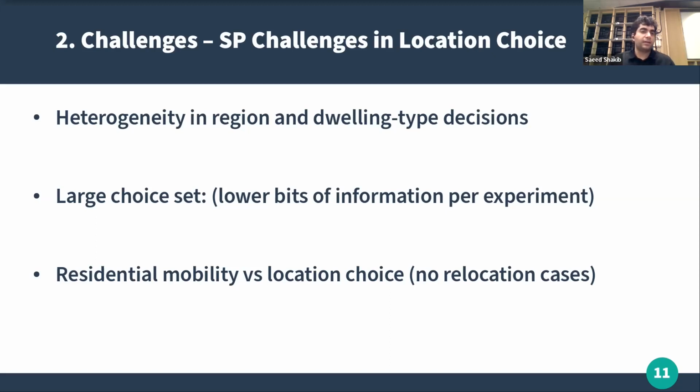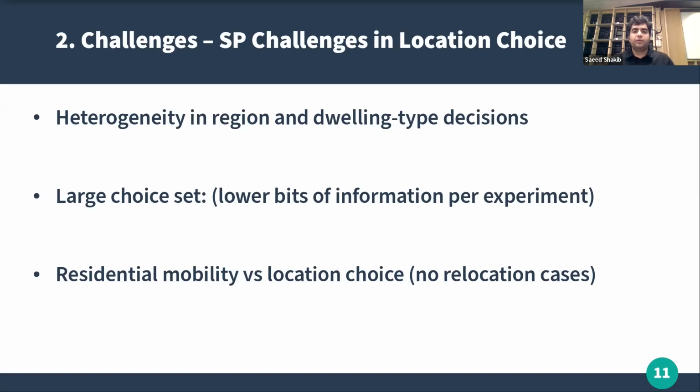The most information that we can get from this type of survey is that we can say this person is into a condo dwelling type, but we cannot say how that person chooses between condos versus condos, because we balance things out for orthogonality in our SP design.